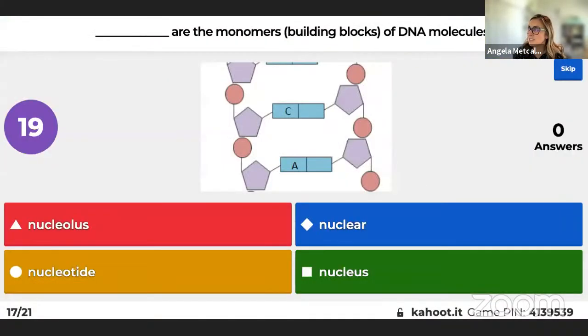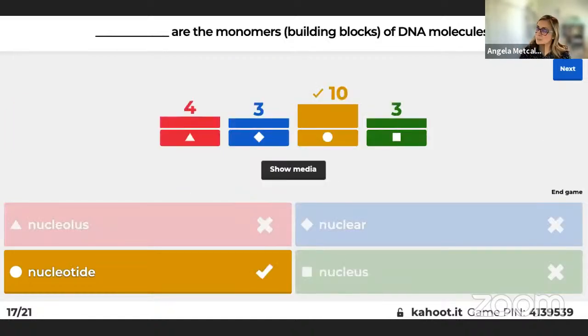Blank are the monomers or building blocks, the small pieces of DNA molecules. So what are the small pieces? They are called nucleotides. Yeah, so DNA is a nucleic acid. Nucleotides are the small things. If you imagine you're putting together a puzzle, all the little puzzle pieces are nucleotides. And the big thing is the DNA molecule or a nucleic acid, the big puzzle. So small pieces are called nucleotides.